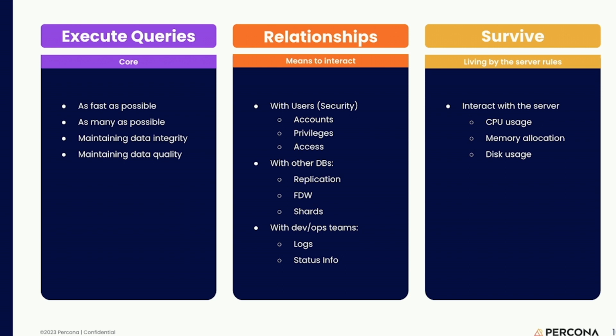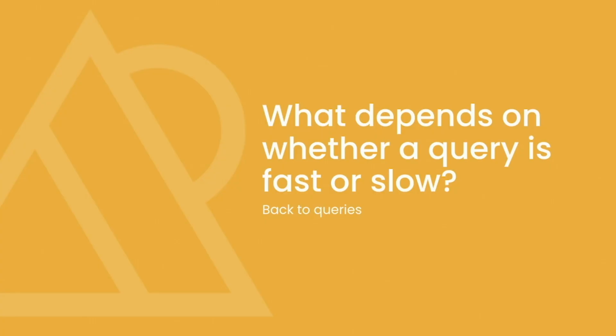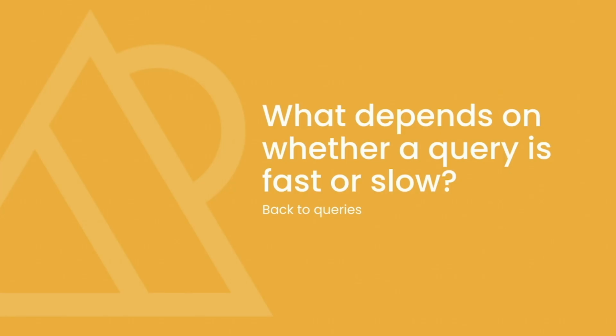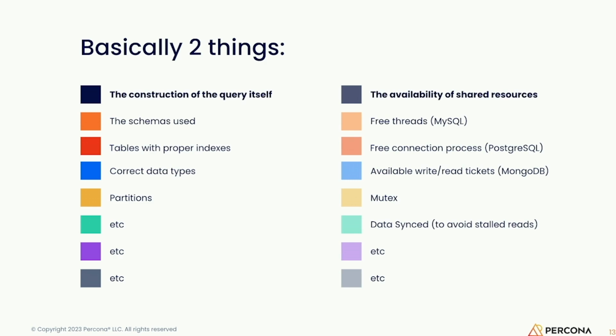So we're going to focus particularly on the core, right? Again, queries as many as it can, as fast as possible. Let's focus on that. So how do you say that a query is fast or slow? It can be subjective. How do we make that objective? There are basically two things that govern the query's span of life.